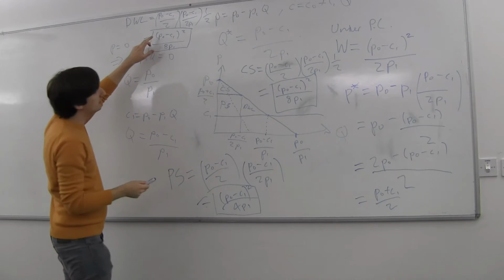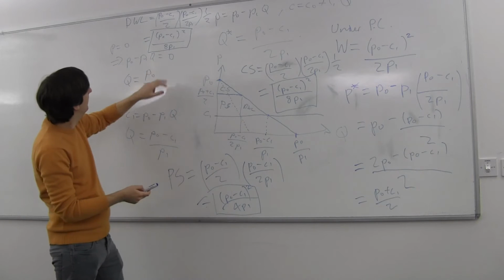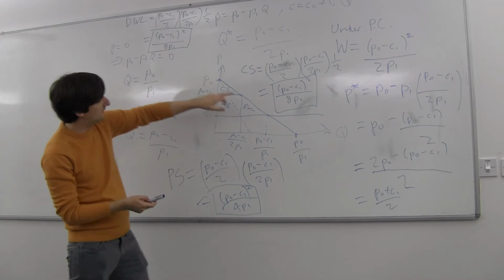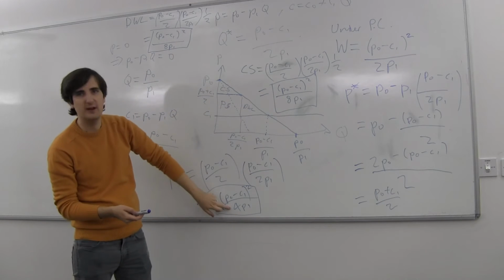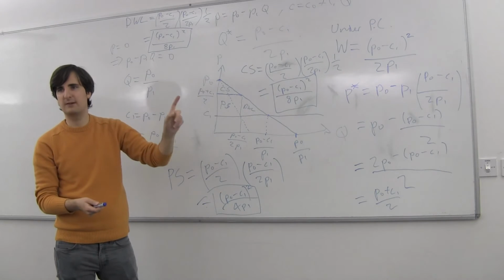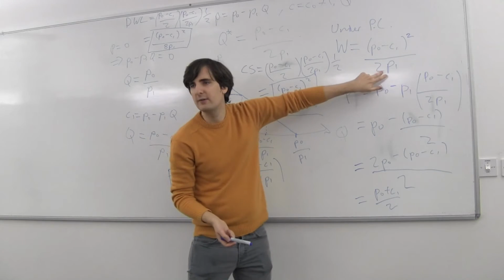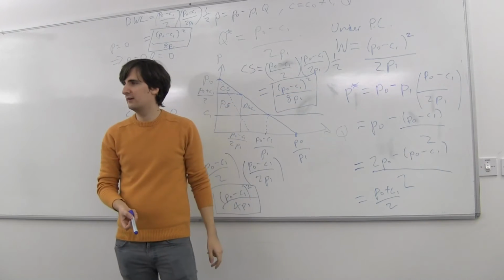So we've got, everything has (P0 minus C1) squared on the top. And we've got divided by 8P1 here, divided by 8P1 here, and divided by 4P1 there. So an eighth plus an eighth plus a quarter, that adds up to a half. So a half is what we have. So it all works fine.